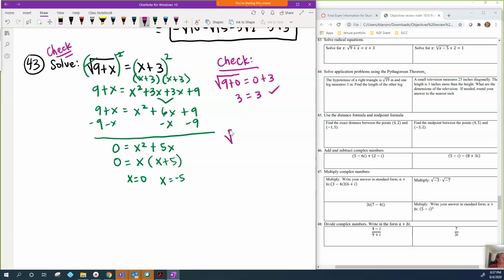Let's try the other one. So square root of 9 minus 5 equals negative 5 plus 3. So here, 9 minus 5 is 4. And negative 5 plus 3 is negative 2. When I take the square root of 4, I get 2 equals negative 2, which doesn't work. So that means that this negative 5 that I came up with for an answer is an extraneous solution, and the only answer I want to give on the test would be x equals 0.